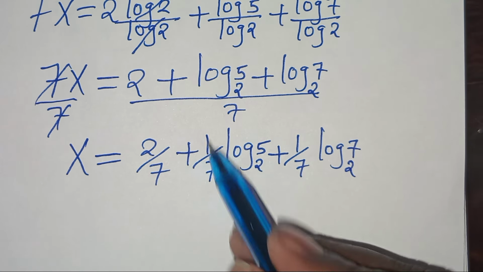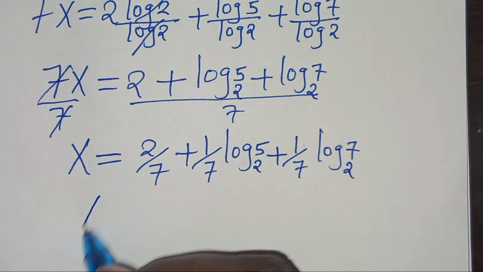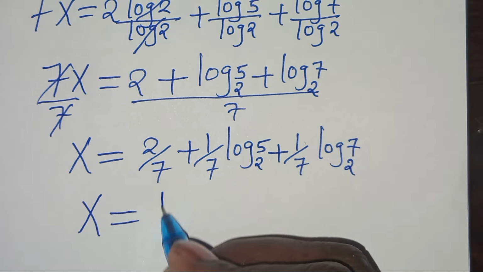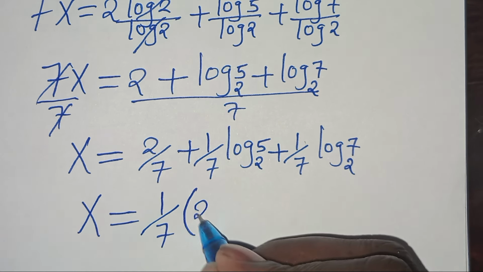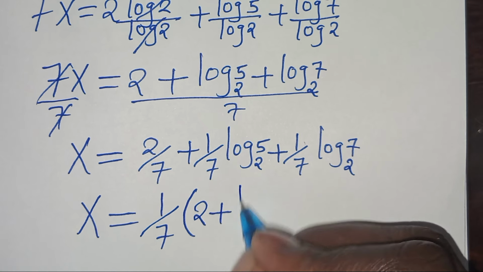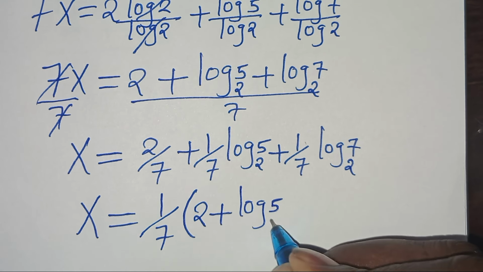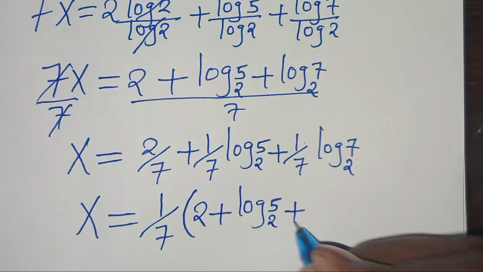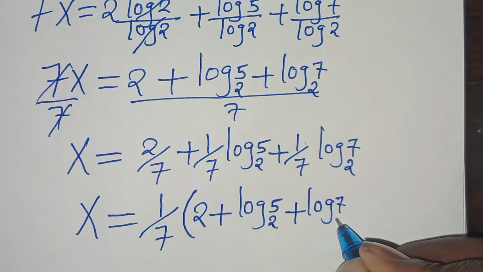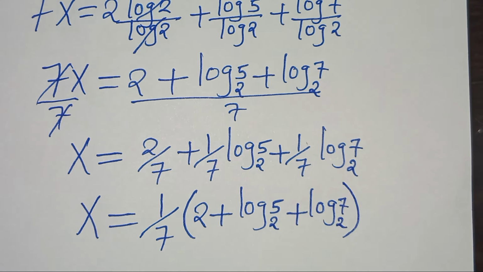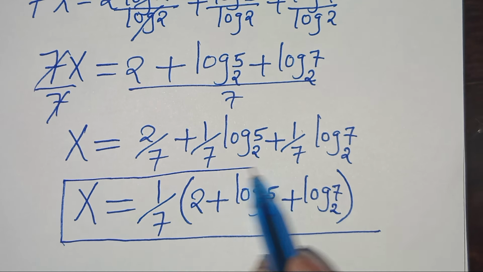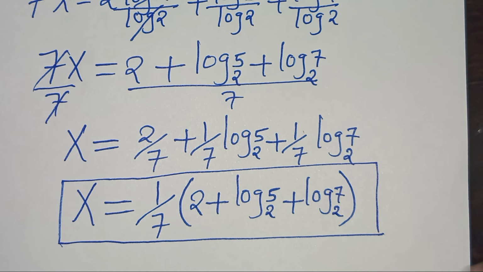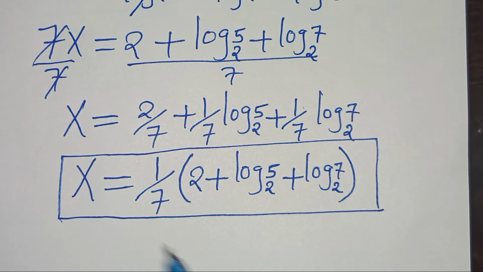But since 1 over 7 is common here, we can factor out 1 over 7, so that now we have 1 over 7 into the parentheses. This is 2 plus log 5 to base 2, then plus log 7 to base 2. So this is the value of x. The next step is to verify that this value of x satisfies the equation.